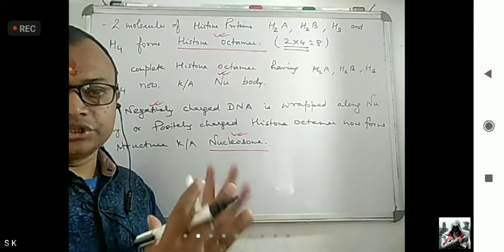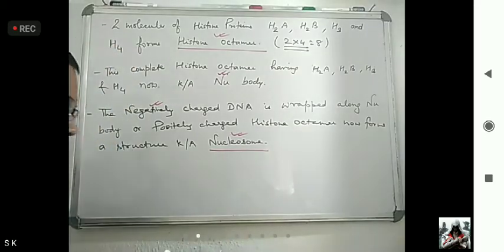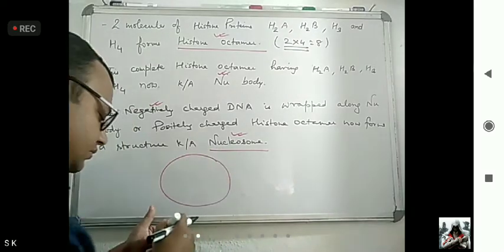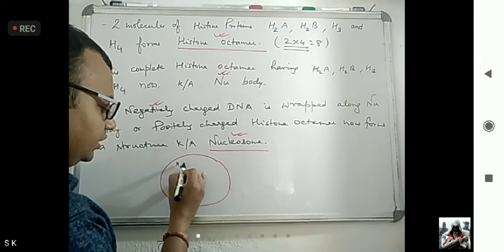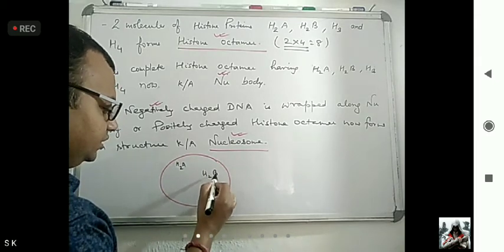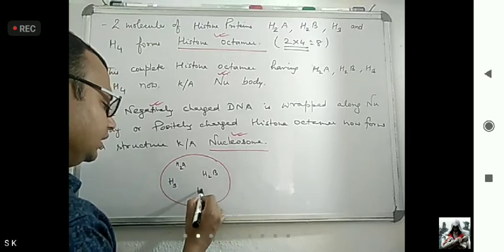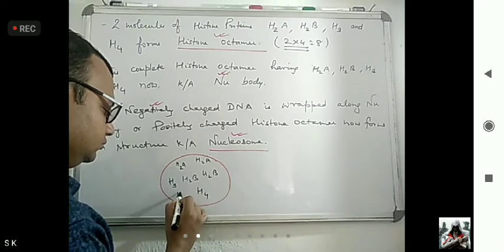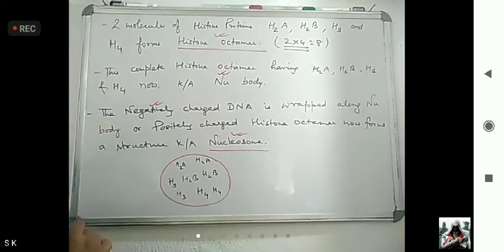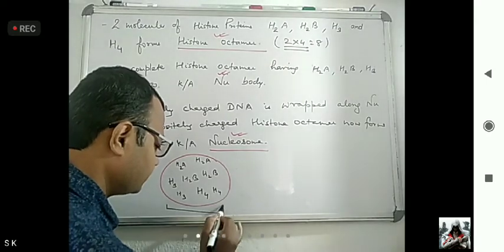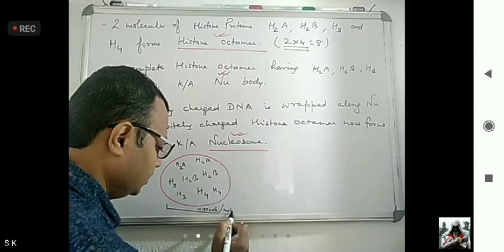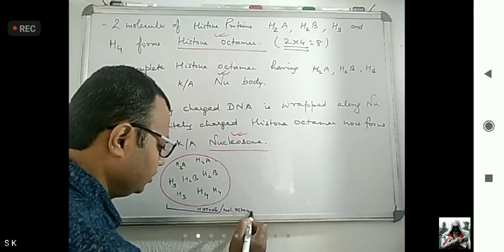Okay. Now if we are telling what are the situations that are coming, we have to see that. Just for example, this is two molecules of H2A, H2B, H3, H4. Two molecules will come. So this is the core of histone molecules. This is the histone molecule, octamer we also can say.